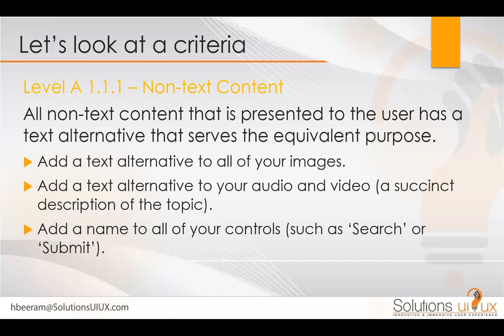Then adding a name to all of the controls, such as search or submit. If the text is not clear, for instance, instead of search you say submit, then submit could be submitting a form, submit could be anything. But if you say specifically search, then it is much clearer to the user that it is something they could search results for. Let's say searching restaurant chains, something like that. So that's one of the most basic levels of accessibility, level A.